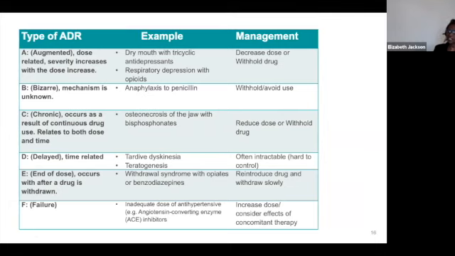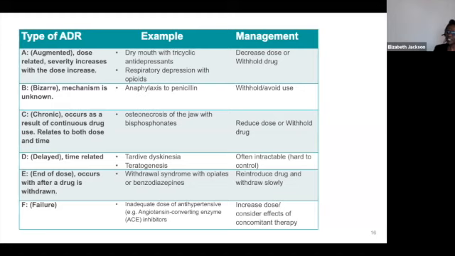Type B is bizarre. The mechanism is unknown, and an example would be something like anaphylaxis to penicillin, and the management would be withhold or avoid the drug. Type C is chronic or continuous. It relates to both the dose and time. And the way to overcome this is to either reduce the dose or withdraw the drug.